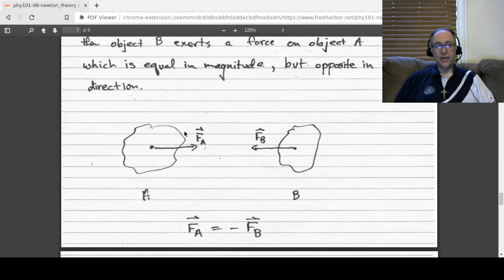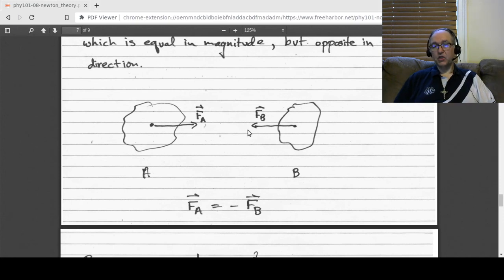All right, so I tried to draw that here with a fairly abstract picture. And so here I have object A and I have object B, and you can see that object A has a force FA on it. What is FA? It is the force on object A, but because of B. So B is causing force FA on A. What Newton's third law says is that simultaneously there has to be a force on B, FB, caused by A. So FA is being caused by B, FB is being caused by A, because they're exerting forces on one another.